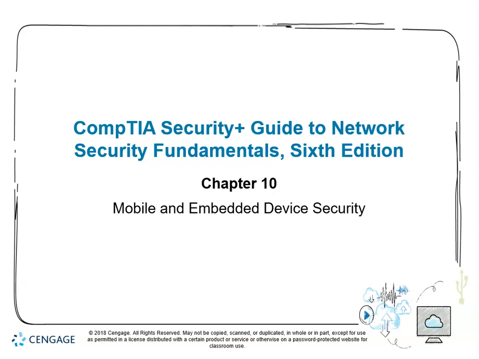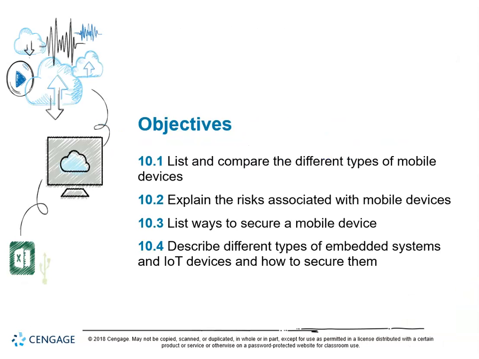Welcome to Chapter 10, Mobile and Embedded Device Security. There are 4 objectives that we're going to be talking about in this unit. They are: list and compare the different types of mobile devices. We live and breathe this stuff every day now, so this will be familiar to most everyone. The second objective is explain the risks associated with the mobile devices. We may be a little less familiar with that.